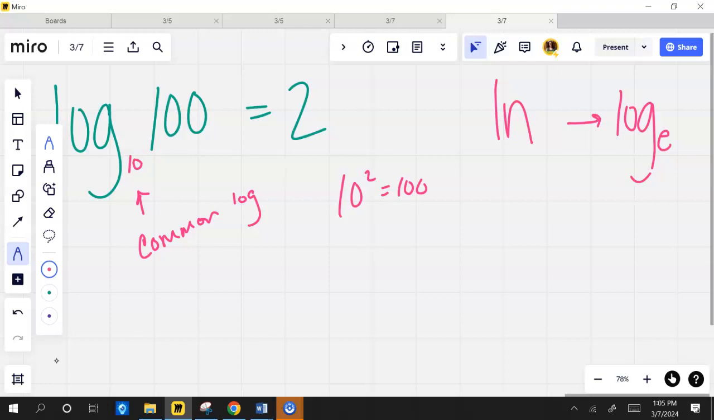We definitely did the common log. We did e's, but not natural log.